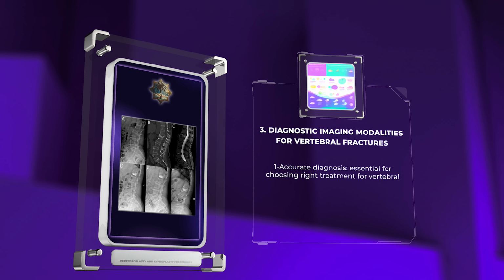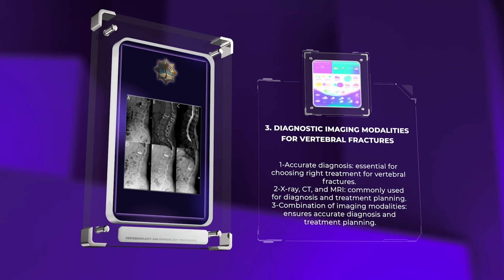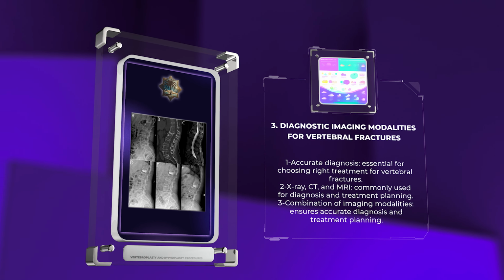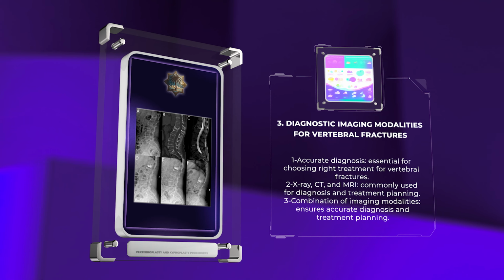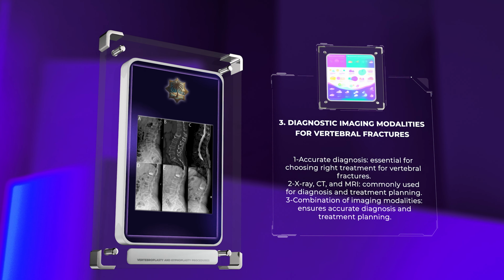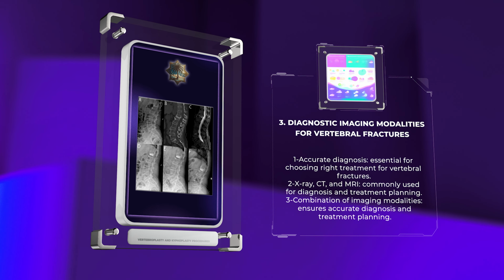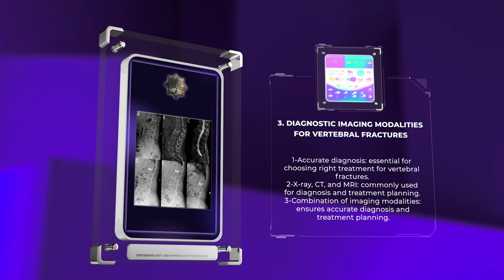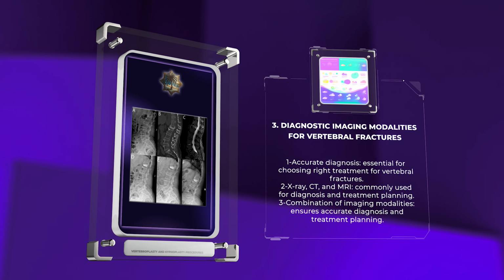In order to choose the right treatment for vertebral fractures, accurate diagnosis is essential. X-ray, CT, and MRI are commonly used to provide initial screening and detailed information about the fracture's morphology, associated complications, and underlying pathology. A combination of these imaging modalities ensures accurate diagnosis and treatment planning.